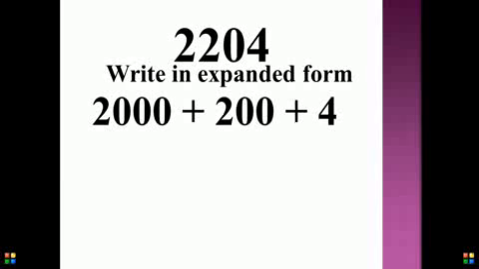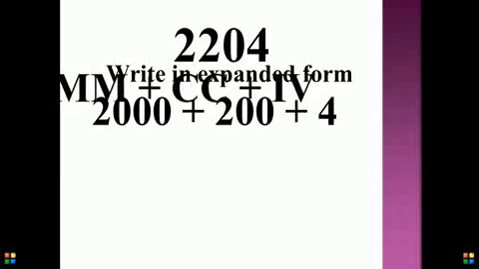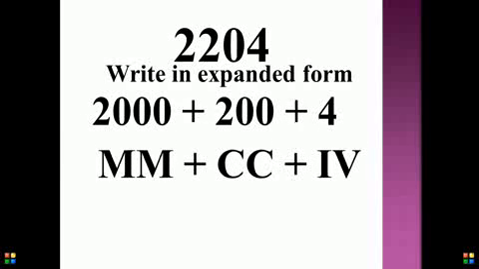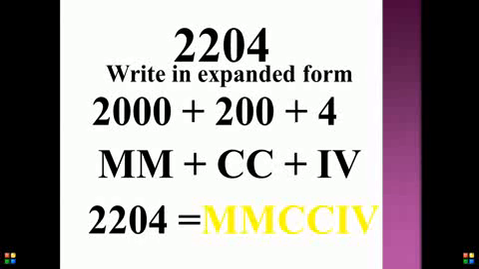2000 is MM, 200 is CC, while 4 is IV. I believe you did that, and if you did that, our final answer will be MMCCIV. That stands for 2204. You can see that it's very fun to do.